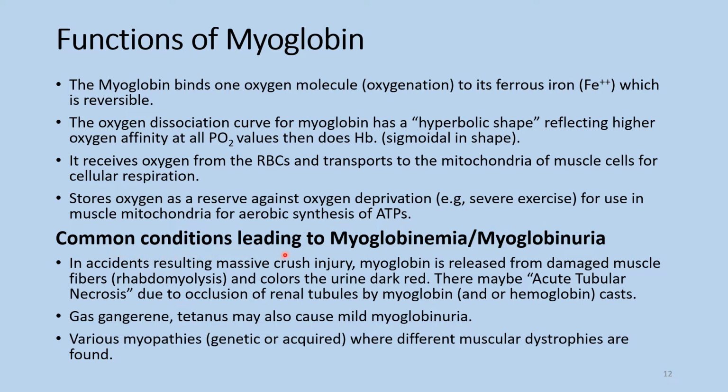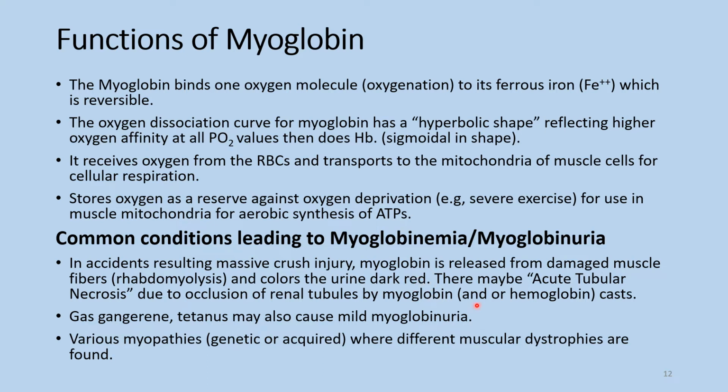Common conditions leading to myoglobinemia or myoglobinuria. In accidents resulting in massive crush injury, myoglobin is released from damaged muscle fibers. When the muscle fibers are damaged, that condition is clinically called rhabdomyolysis, the breakdown of the skeletal muscles. And this presence of myoglobin colors the urine dark red.